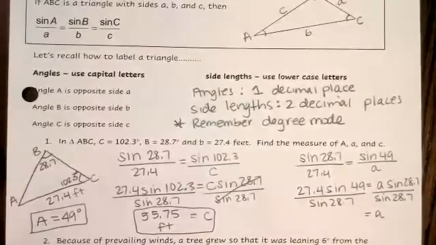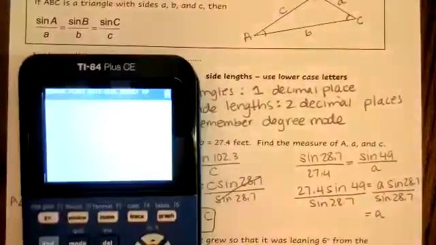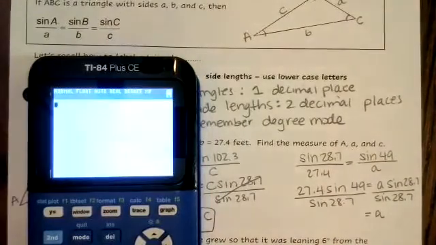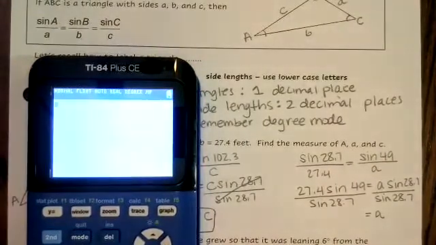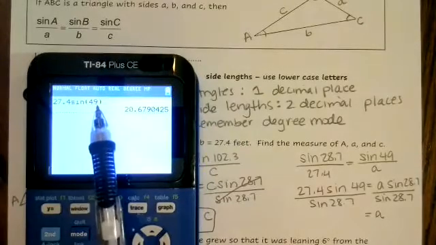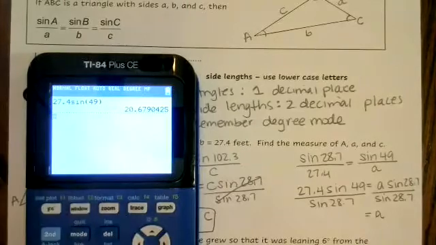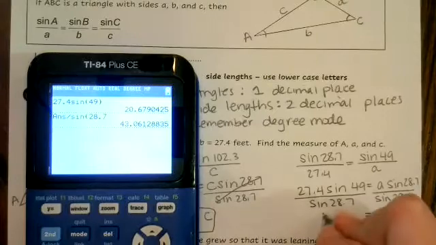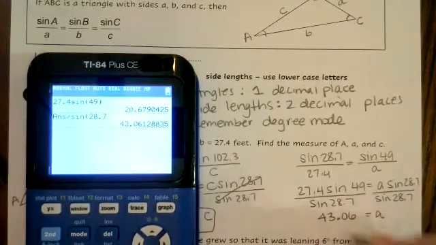Again, just like last time, you can put it in as a fraction. If you're not going to put it in as fraction, try and go one step at a time so that you don't mess up order of operations. So in this case, that would be 27.4 times the sine of 49 degrees, and then hit enter. A lot of people forget to put that parentheses, or when they hit the divide, it stays inside the sine and messes you up. Then hit divide, sine of 28.7. And so that is 43.06 feet.